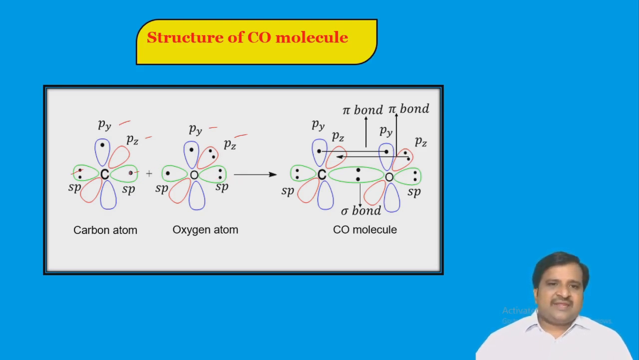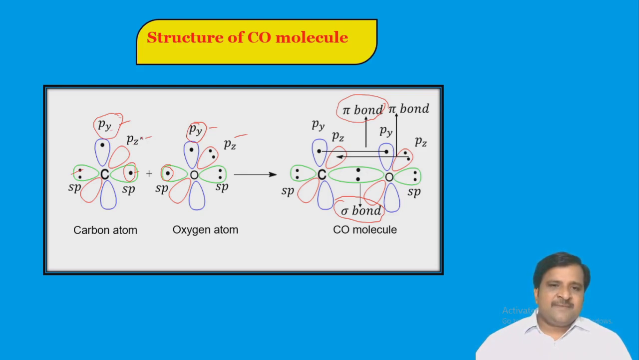Now the carbon atom has one sp hybrid orbital with one electron, and the oxygen has an sp hybrid orbital with a single electron. These orbitals directly overlap, forming the sigma bond. So the sp hybrid orbitals directly overlap to form the sigma bond. And here the carbon py orbital and the oxygen py orbital, these unhybridized orbitals, overlap sideways, forming this pi bond. So one sigma bond and one pi bond are formed by the oxygen and carbon orbitals.